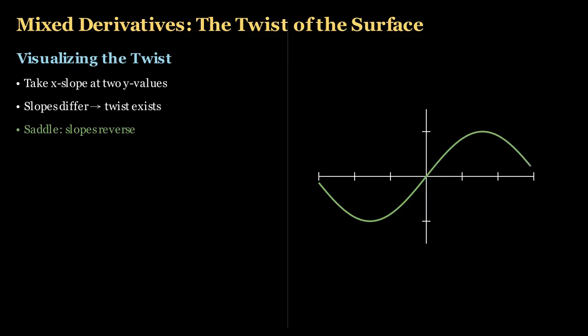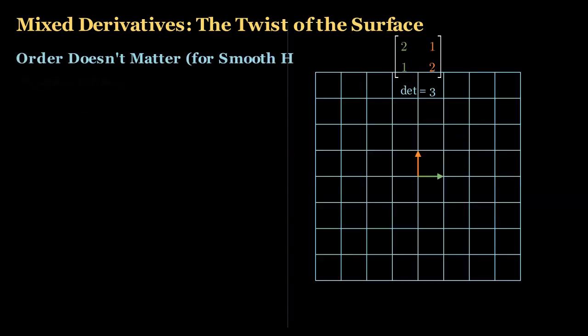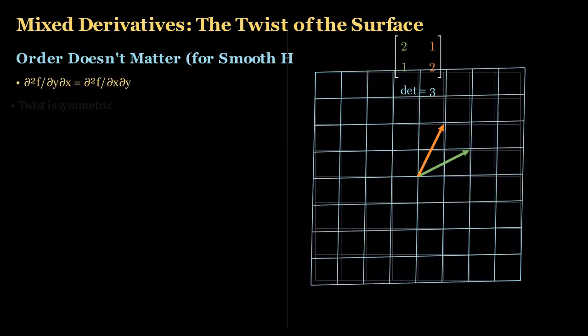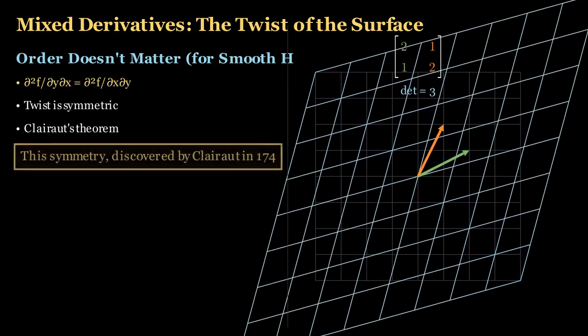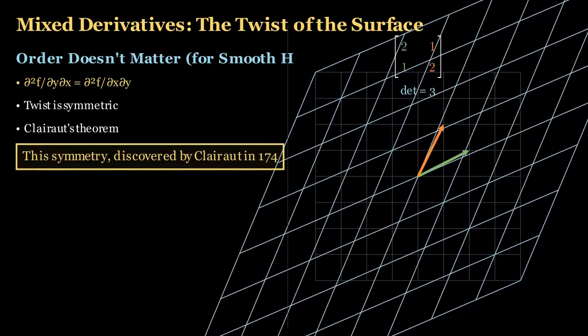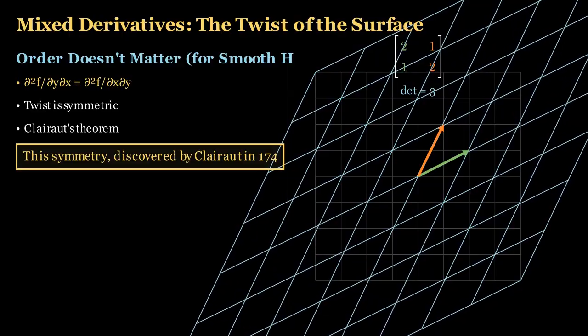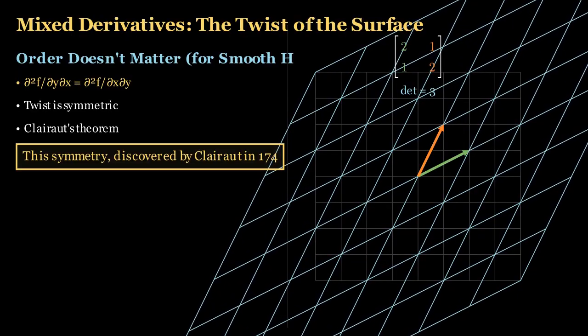On a saddle, the x-slope actually reverses direction as you move in y. Here's a beautiful fact: for any smooth surface, the twist you get by differentiating first x then y is exactly the same as first y then x. The mixed partials are equal, the surface twists symmetrically.